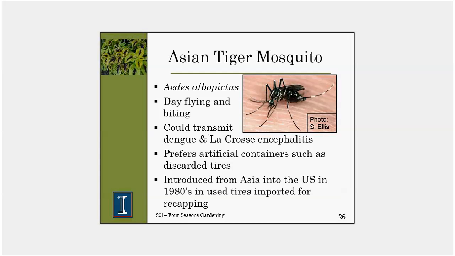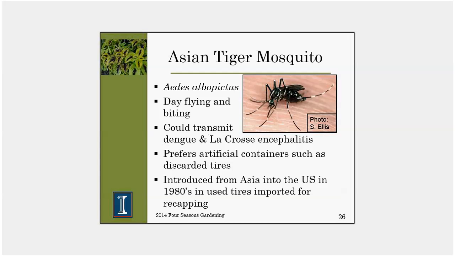We got it from Japan and other parts of Asia in the 1980s, apparently primarily due to shipments of used tires from Asia, particularly Japan, to this country to recap. Now you would think of all the automobiles in the United States, there would never be any reason to import old tires that are worn out. But believe it or not, they do that.